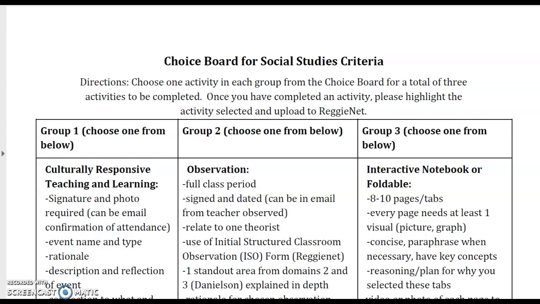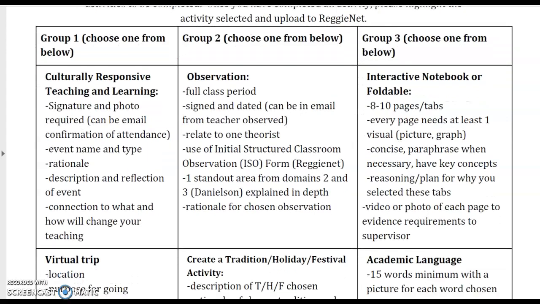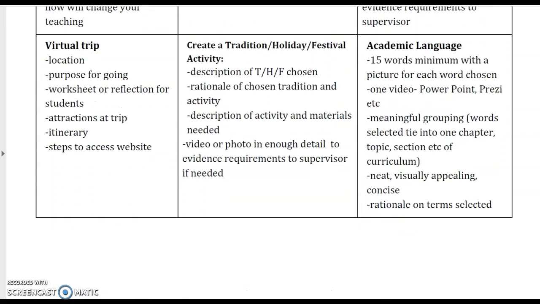In this specific item, you would need a signature and a photo required, which could be an email confirmation of attendance. You would need to include the event name and type, the rationale, the description and reflection of the event, and the connection to what and how this will change your teaching.